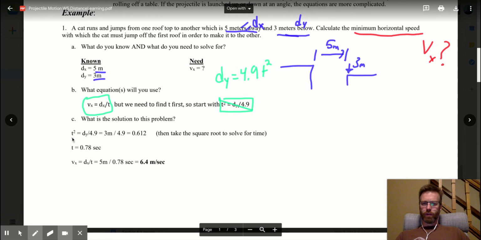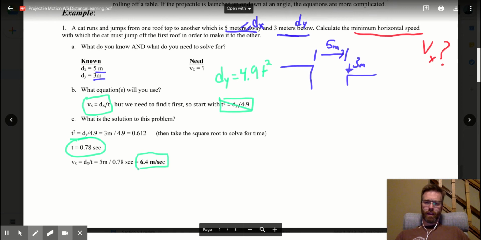So we put them in. t squared is dy over 4.9. Hey, and we know the 3 meters is dy and the 4.9. So we have a time, or at least t squared, that then allows us to figure out how much time is in the air. Well, once we know how much time is in the air, then we can go back and solve the original problem, because we now know the distance, horizontal, and we know the time. So we take 5 meters over 0.78, and we've got ourselves a speed.